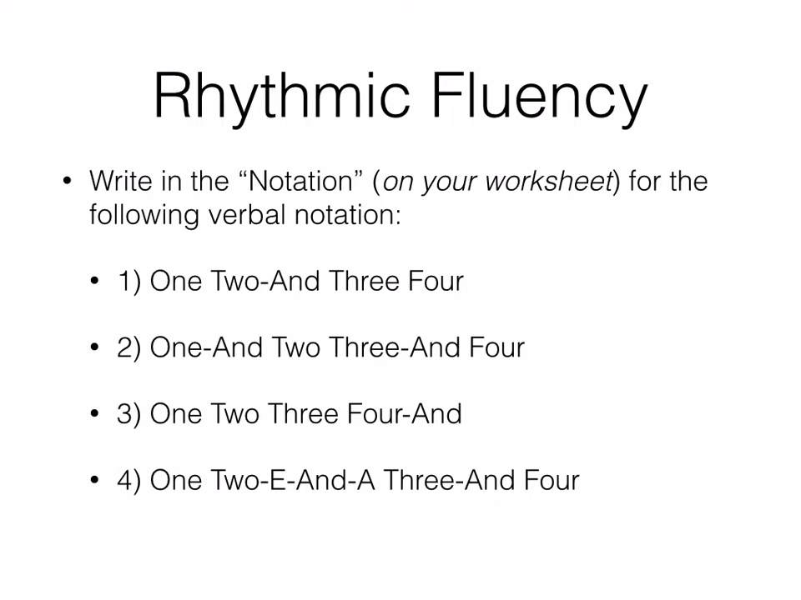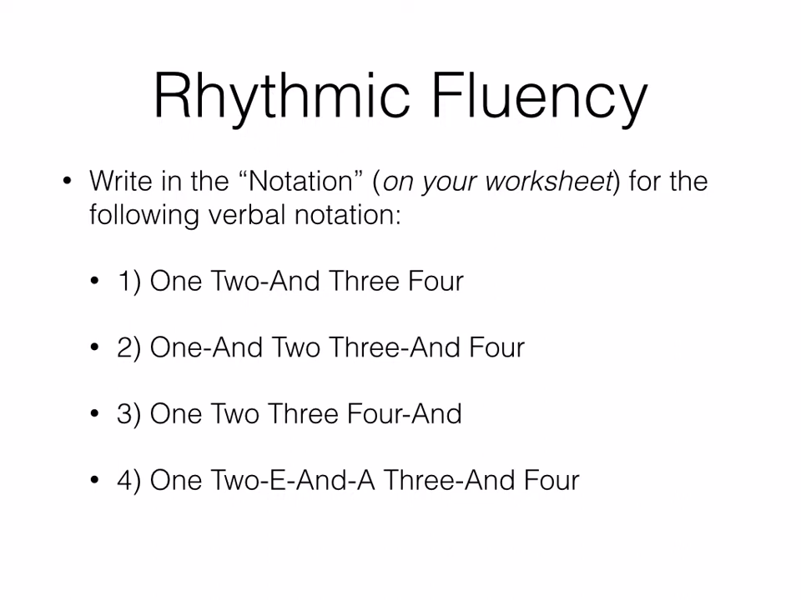1, 2, and 3, 4. You should see a place on your sheet where you can do this. All right, number 1, 2, 3, 4. Make sure you're writing out the rhythm in just that first measure. All right, number 2. 1 and 2, 3 and 4.